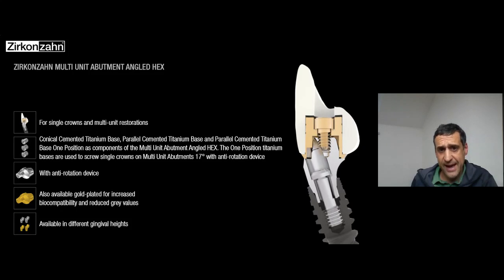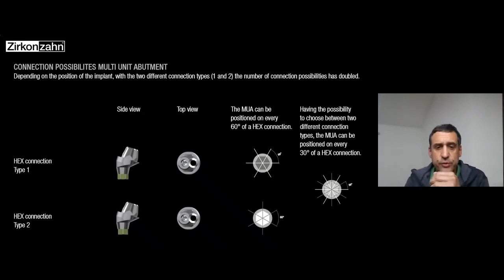And of course, the X, you can use it for a single crown. So you have an anti-rotational X on top, and you also have it available in different colors, so in gold-plated, which is much more biocompatible, and in different gingival heights. In the case of angulated, you have 2 different heights of the multi-unit.